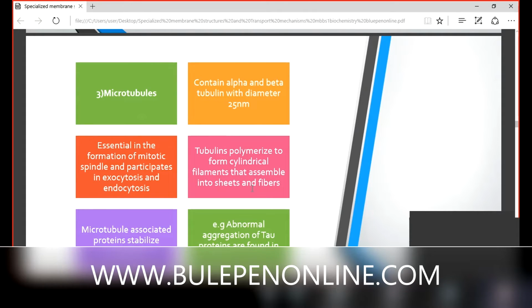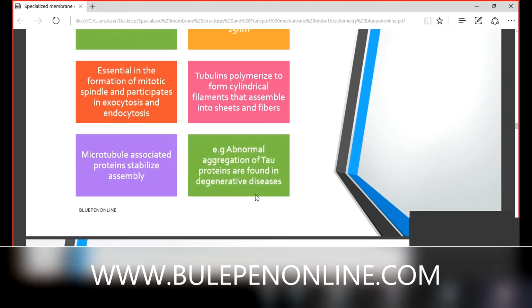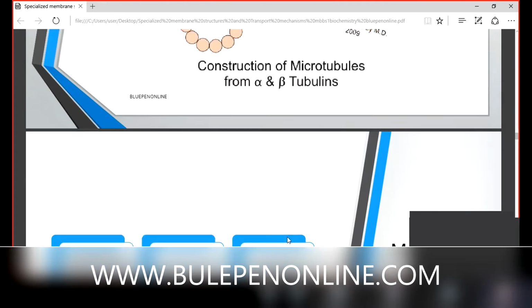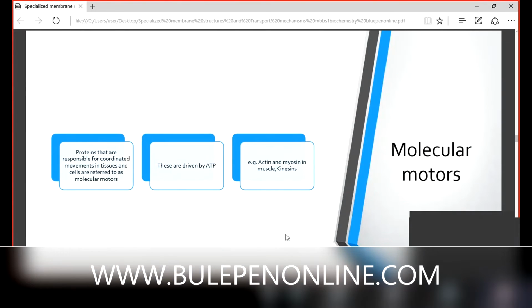For example, abnormal aggregation of tau proteins is found in degenerative diseases. If there is any abnormality in assembly, for example the tau protein assembly, it causes some degenerative diseases. That is about the structure of microtubules, the alpha and beta tubulins. I think it is clear for you. In the cytoskeleton, we discussed microfilaments, intermediate filaments and microtubules.